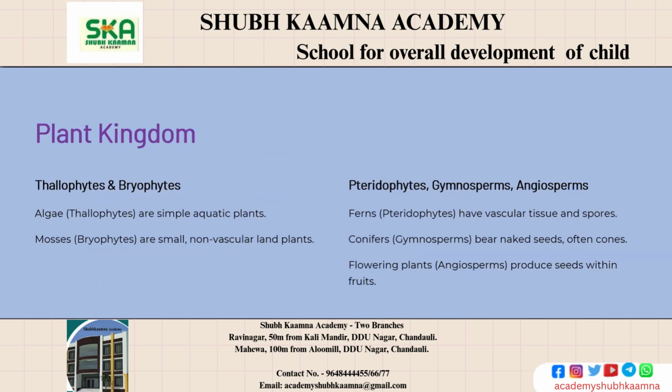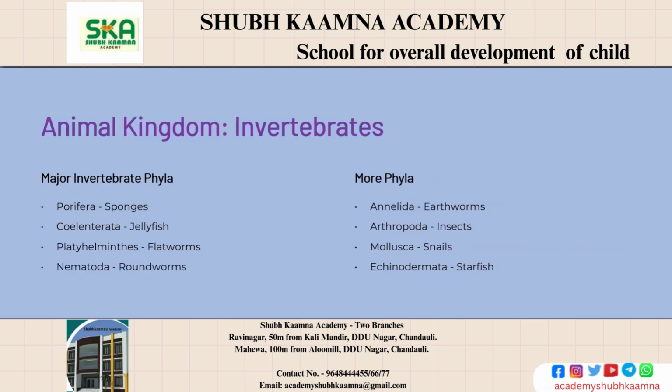Plants are classified into different groups based on features like how they grow and reproduce. Thallophytes like algae are simple and live in water. Bryophytes like mosses grow on land but don't have proper roots or stems. Pteridophytes like ferns have vascular tissue and reproduce with spores. Gymnosperms like conifers produce seeds without fruit, often in cones. Angiosperms like flowers and fruit trees produce seeds inside the fruits.